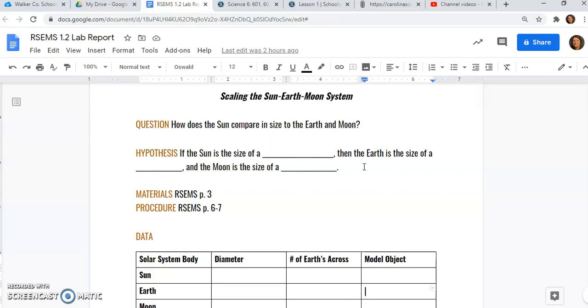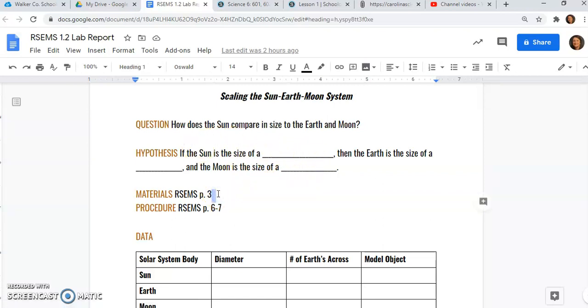So think about the size of the Sun, the size of the Earth, and the size of the Moon, and for your hypothesis, make a guess of some object that you could compare the Sun to in this blank, that you could compare the Earth to in this blank, and that you could compare the Moon to in this blank. Remember, your hypothesis is just an educated guess, so there's no reason to Google this. I want to know what you think in these blanks, not what you Googled. So make a guess and put it in those blanks.